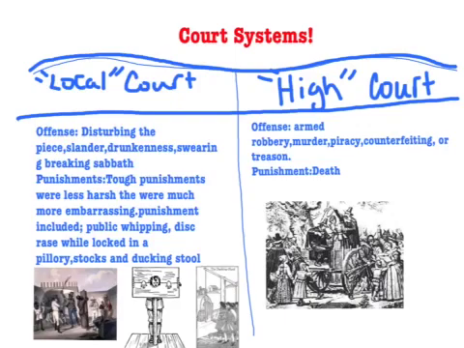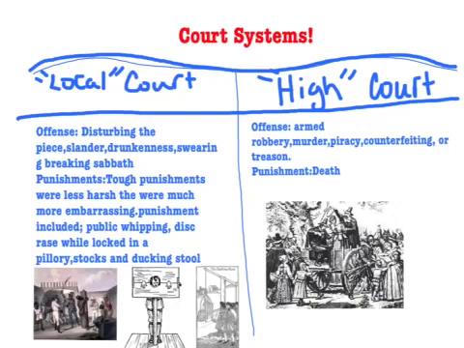So, local courts are for smaller offenses. Well, what happens if you create a major offense? Well, that's when you go to high courts. And the high court offenses are armed robbery, murder, piracy, counterfeiting, or treason. And the main punishment that the high courts would give is death. And here's a picture of someone being hung because, well, they got punished with death.